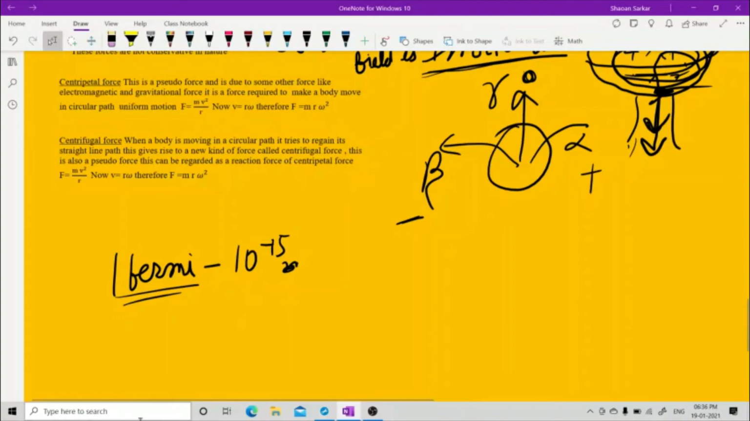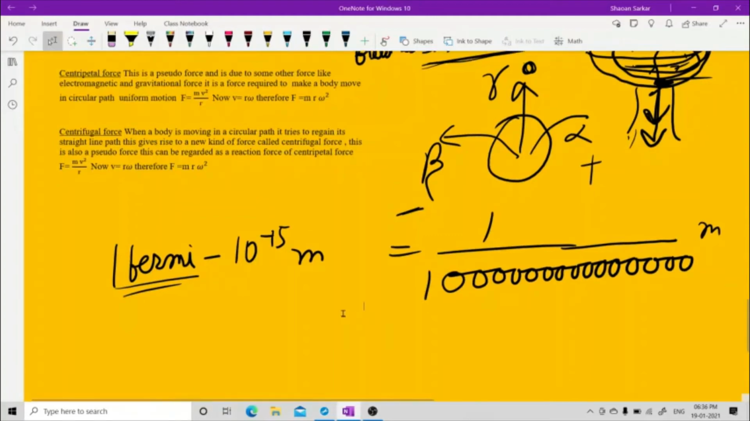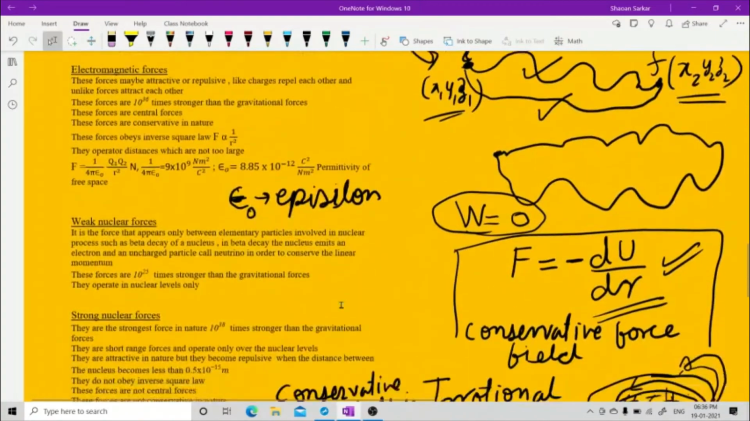Now understand what 10 to the power of minus 15 meter is. Whatever meter you have, you take 1 and then put 15 zeros: 1, 2, 3, 4, 5, 6, 7, 8, 9, 10, 11, 12, 13, 14, 15. One part of this much meter. So small it is.